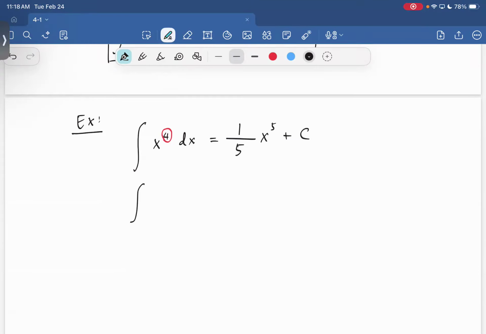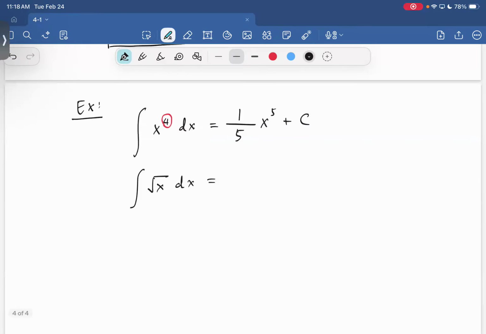Let's say we had the integral of square root of x dx. Quiet. Can you guys? Okay. How would we rewrite the square root of x as a power? Thank you. X to the 1/2.